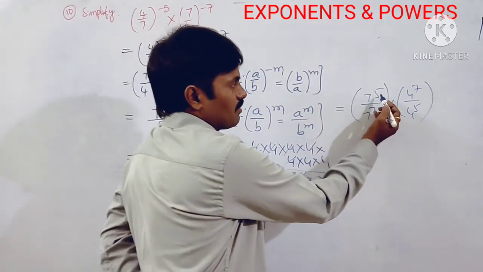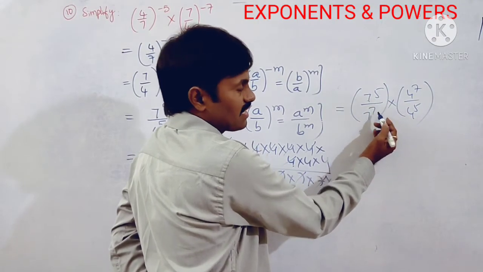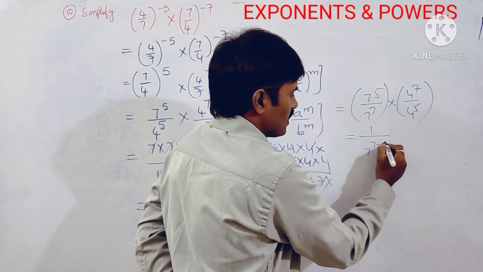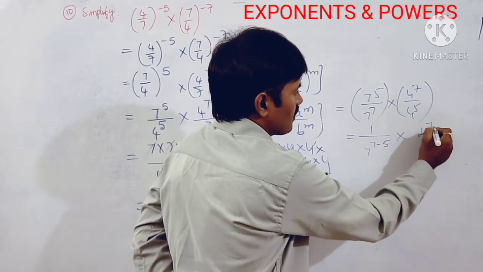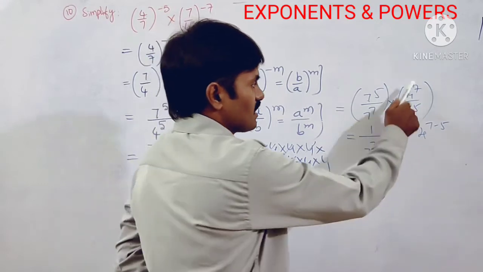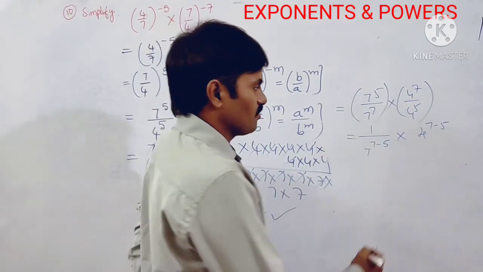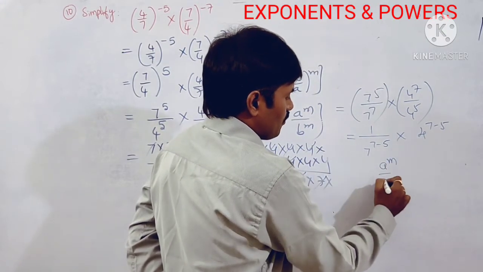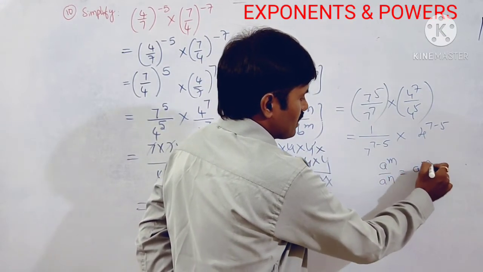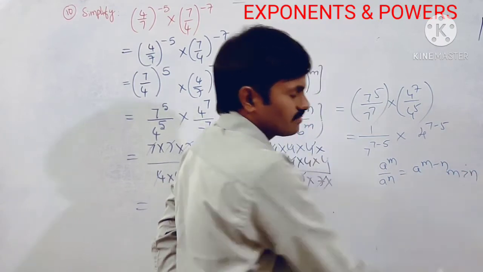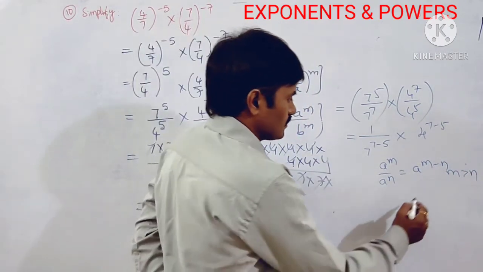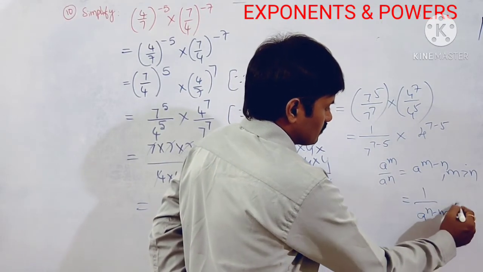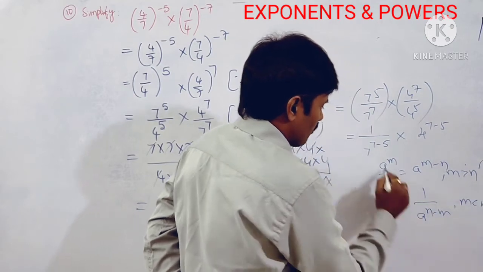Since in the exponents 7 is greater than 5 for the base 7, I write it as 1 by 7^(7-5), and for the base 4, 4^(7-5). Since 7 is greater than 5, I have applied this formula: a^m by a^n is equal to a^(m-n) when m is greater than n, and if m is less than n, it is 1 by a^(n-m).